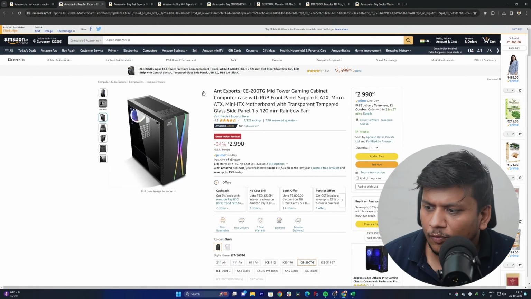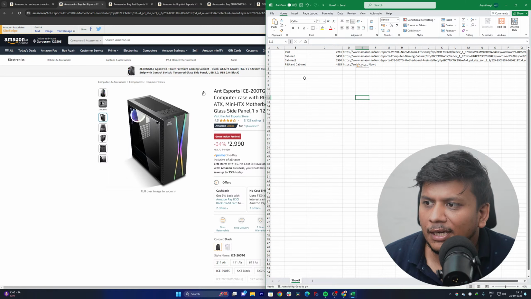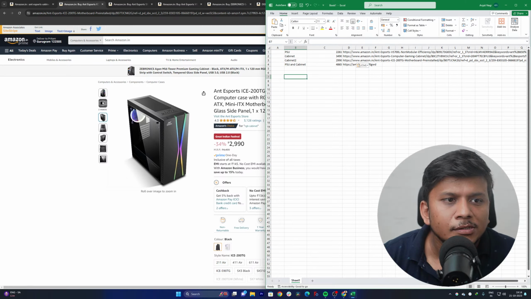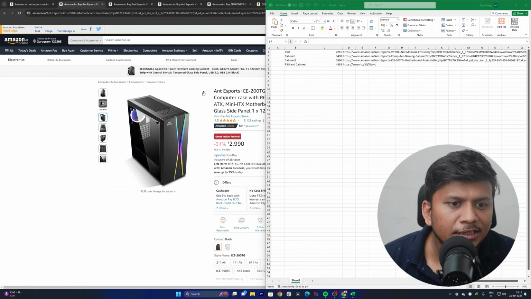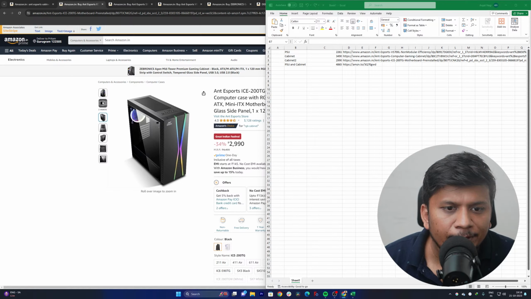Now let's move on from cabinet and power supply towards CPU. The CPU, I would say, is pretty straightforward, as we decided to go with Intel. The CPU I propose to go with is the 12th generation Core i5. I will let you know the reason why we should go with this one.